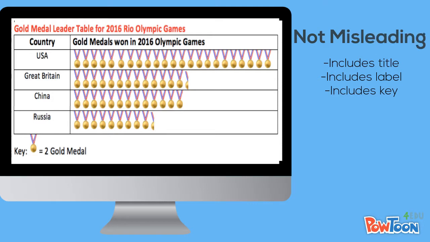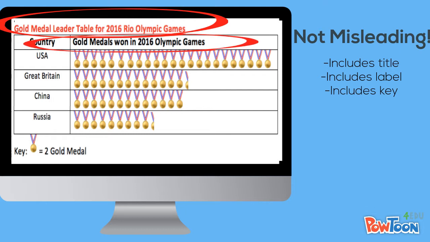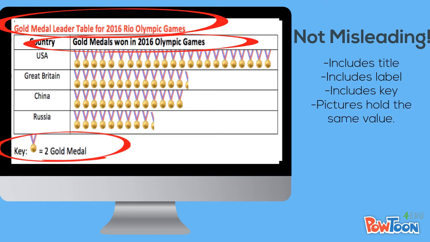By adding a title, we can see the pictograph represents the countries that won the most gold medals in the 2016 Olympic Games. The label explains the fact the medals represent the medals won in 2016. And finally, the key indicates how many medals each medal represents. The picture in the middle holds the same value for each country, and therefore the graph is a far more accurate depiction of the data and is not misleading.